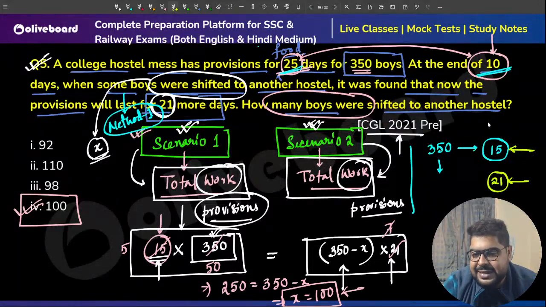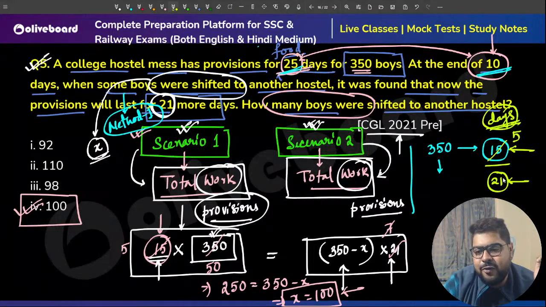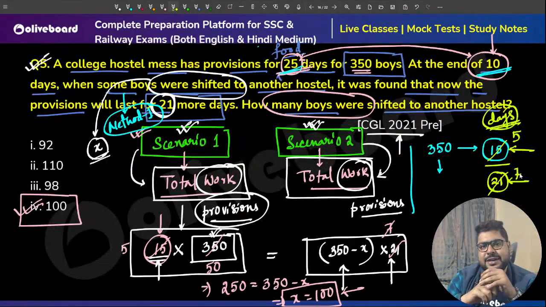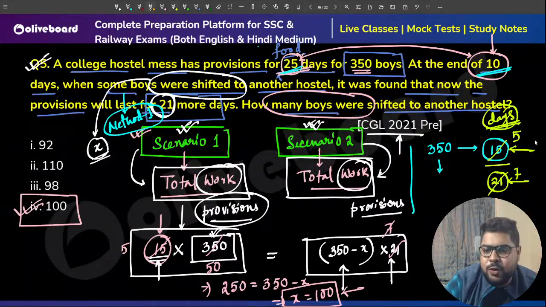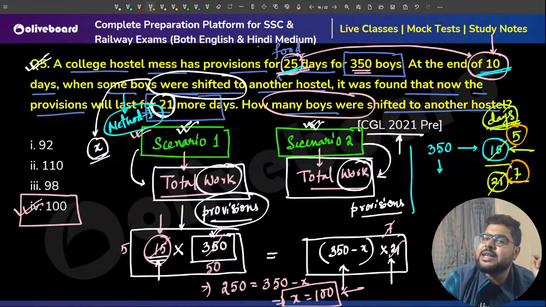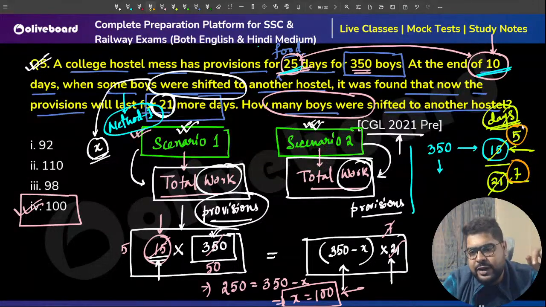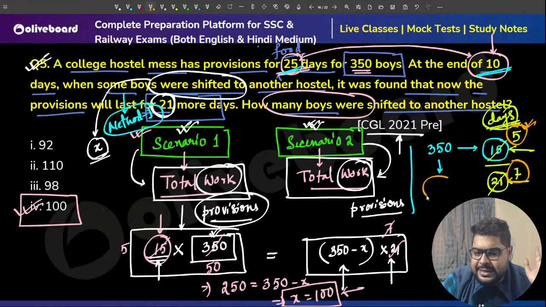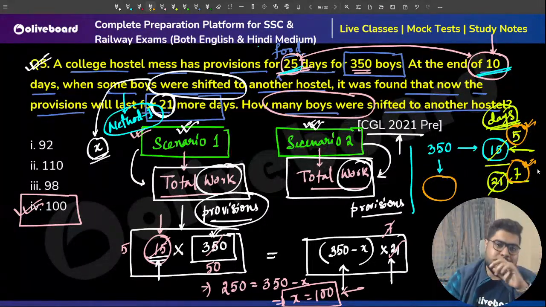So that means this is the time ratio. You can figure out, can I say this is 5:7? That means the duration ratio is 5:7. Meaning if 350 boys are having 5 days worth of food, whoever is left, they will have 7 days worth of food.